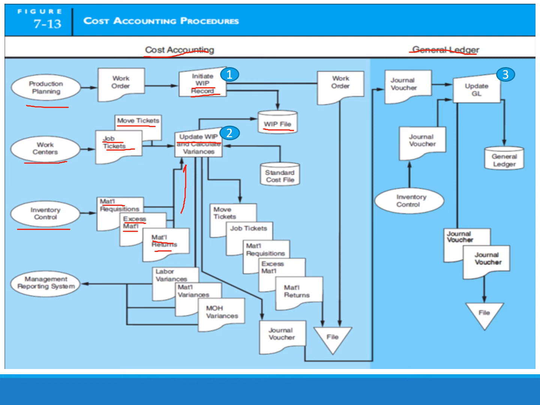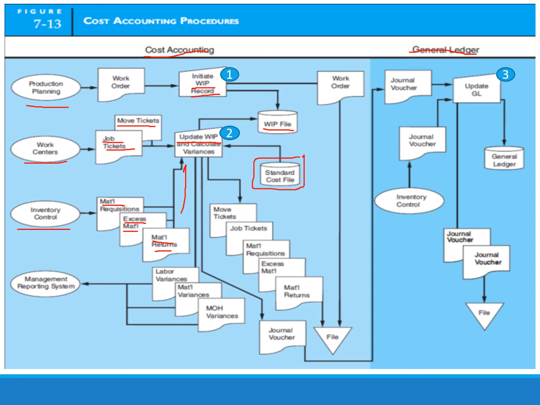and calculate the variance. To calculate the variance, we need to have this information from the standard cost file to compare with the actual cost coming from the working centers, inventories, and the production plan. All of this will be compared with the standard cost file and then calculate the variance of cost.